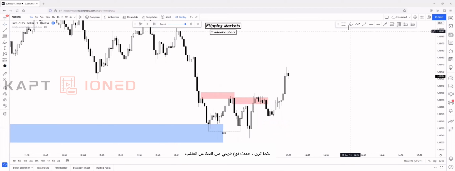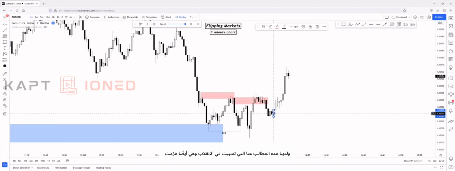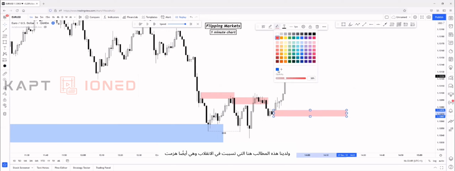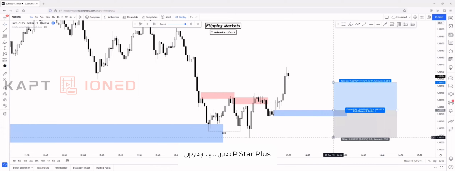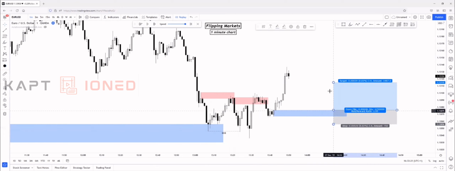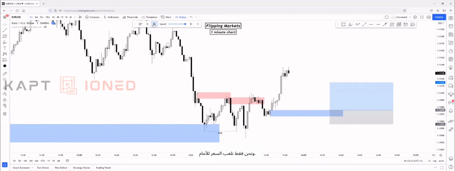As you can see, a supply to demand flip happened, and we have this demand zone down here that caused the flip. And it also has liquidity here. So we are waiting for this zone to be tapped. I can actually set a limit order on this demand zone with a 2 pip stop loss. And I will just play price forward.